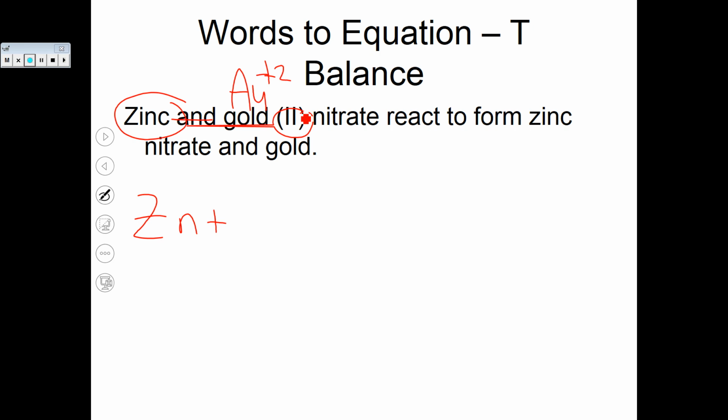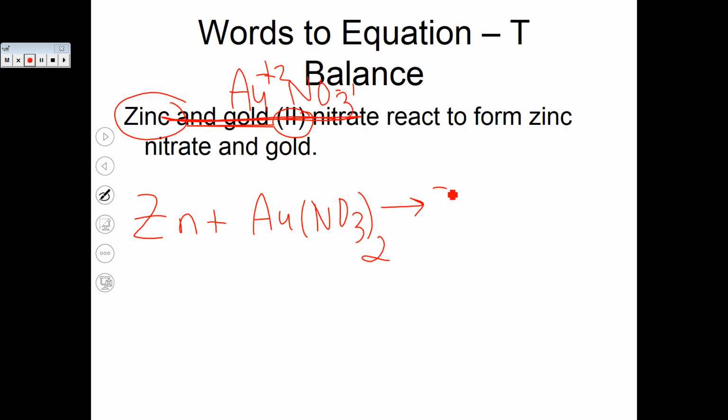Nitrate is not the same as N. Nitrate is a polyatomic from the polyatomic list. It is NO3 minus 1. So it becomes Au(NO3)2. Okay, so now we've gotten rid of those 2 things. Reacts to form, that is where your arrow comes into play. Zinc nitrate.